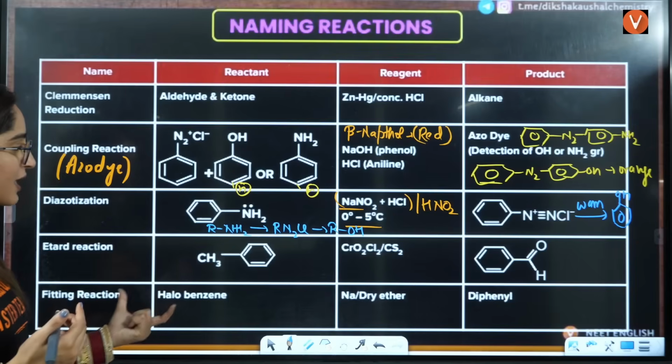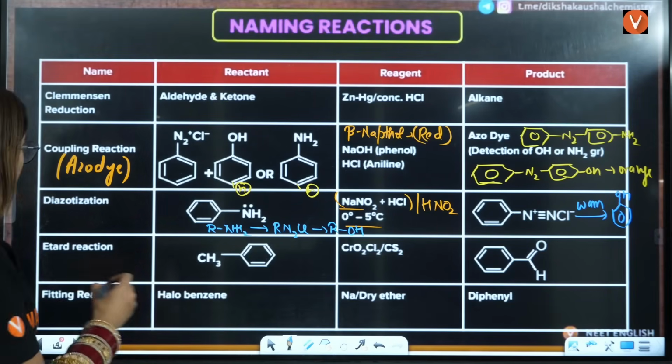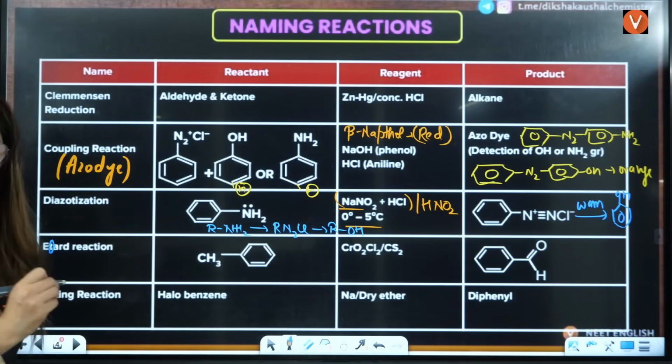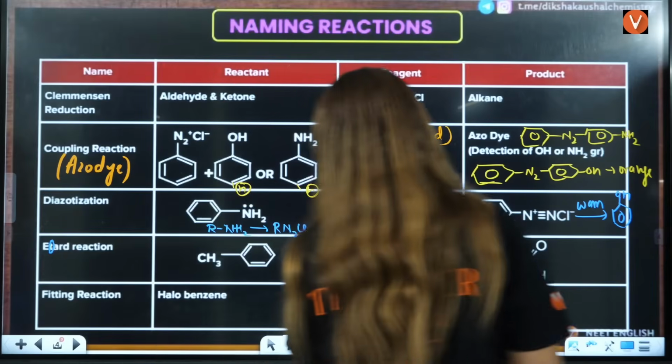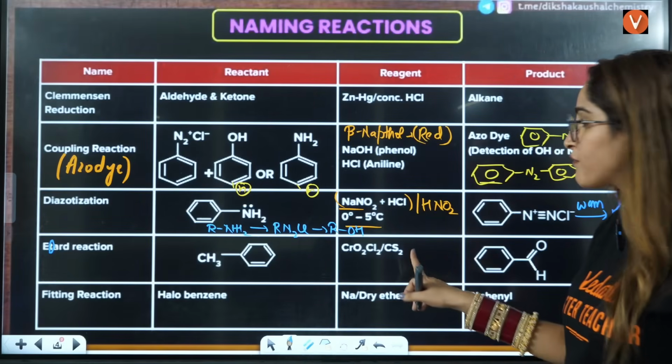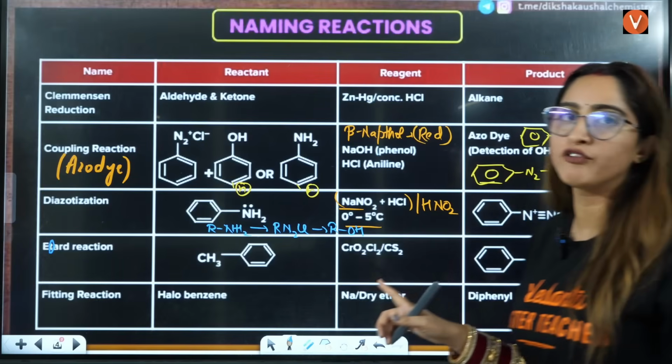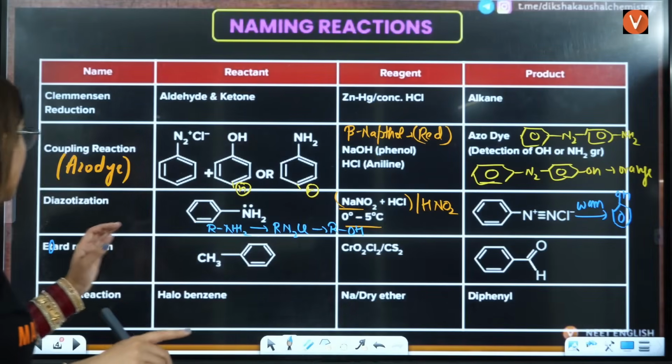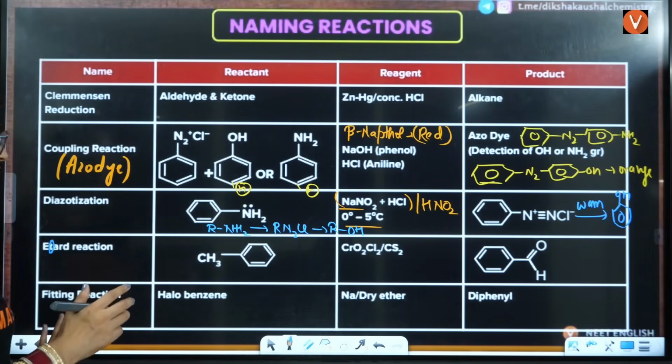Next is Etard's reaction, where you have toluene. You can remember this T for toluene, Etard toluene, right? Then you add chromyl chloride in presence of CS2, and hence you will have the formation of benzaldehyde here. Next we have the Fittig reaction, which we have done.